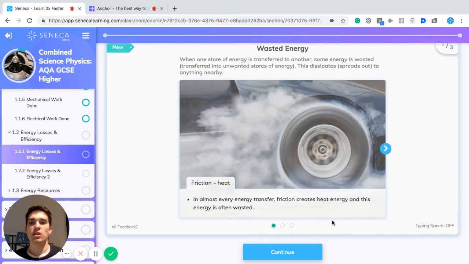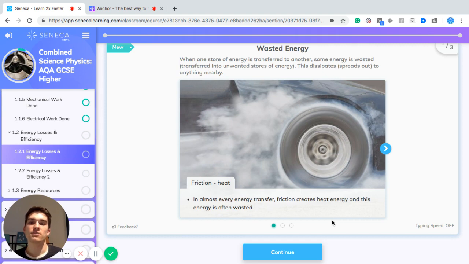So in this episode, we're going to look at energy losses and efficiency. When one store of energy is transferred to another, some energy is wasted. And by wasted, that means that the energy is transferred into unwanted stores of energy. So we say that this lost energy, or this wasted energy, dissipates. And what that means is it just spreads out to anything nearby.